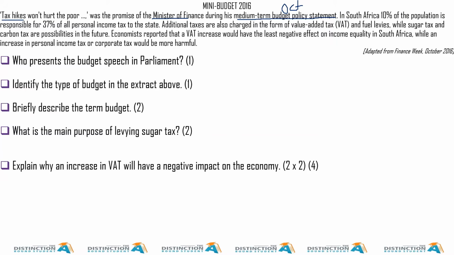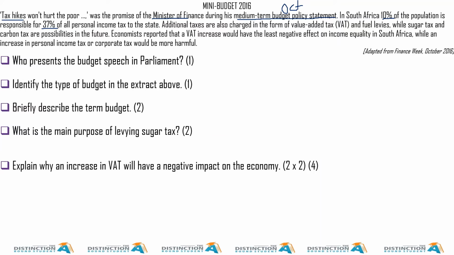Okay, in South Africa, 10% of the population is responsible for 37% of all personal income tax to the state. Now have a look. 10% is contributing 37%, and which one is this 10%? It's the haves, it's the rich, the ones with high income. So that's more or less what we were discussing in the previous question. It's a way of redistributing income, and we call this a progressive income tax system.